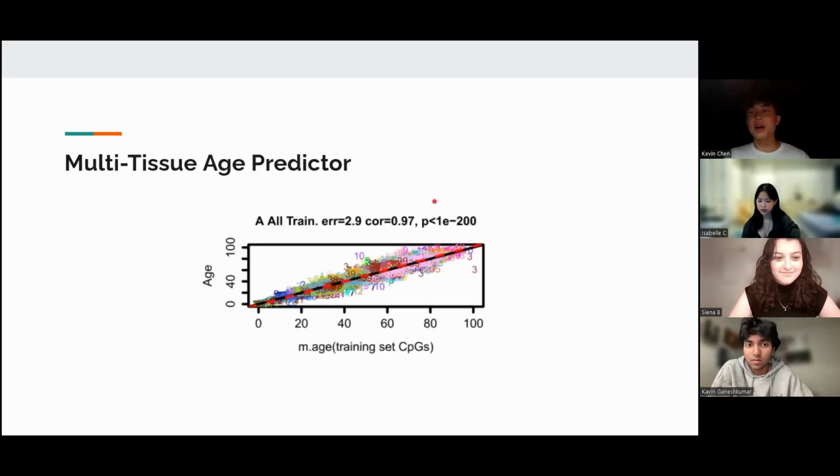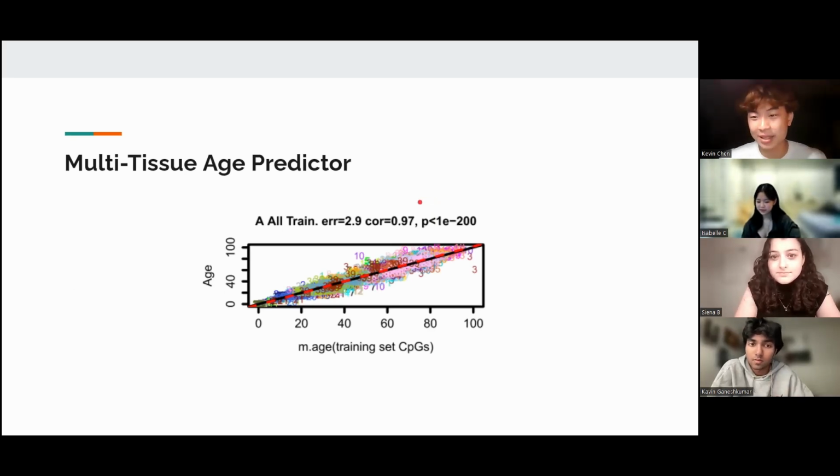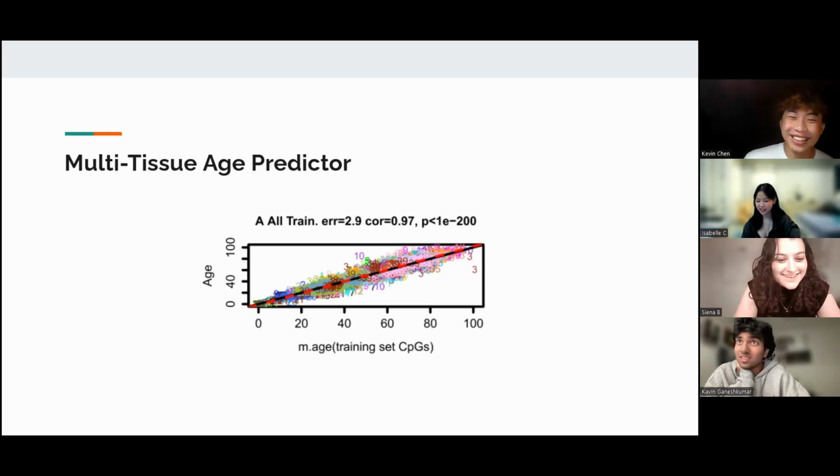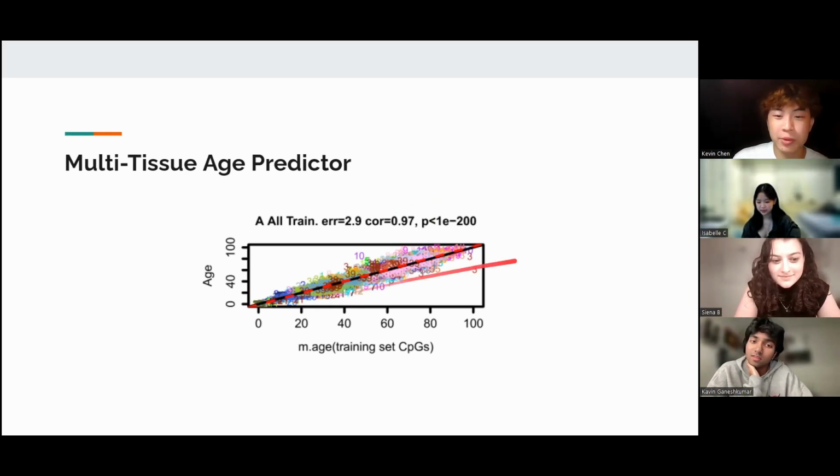Okay, so when this guy built the model, he applied it to basically every value in the data set, so all tissues, and he got a pretty accurate model. The error was only 2.9 years. Imagine predicting your biological age to an error of 2.9 years. That's pretty impressive. And a correlation coefficient of 0.97, with a p-value of incredible significance. It was a very, very good model, and you can see everything fits pretty much along this regression line.